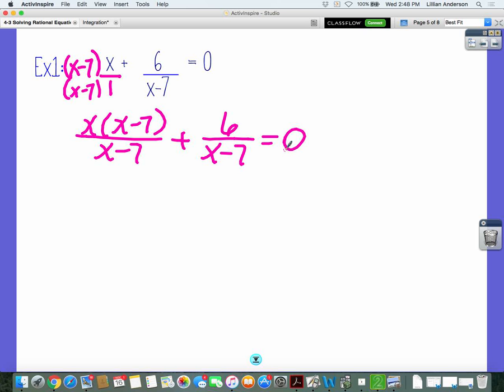Well, what is this numerator right here means we can do what to it? We can distribute it. So, now that we have the common denominator, we can just add these two together, and yes, I am going to go ahead and distribute that x through. x times x is x squared, x times the negative 7 is negative 7x, and because again, common denominator, I can write it as 1.